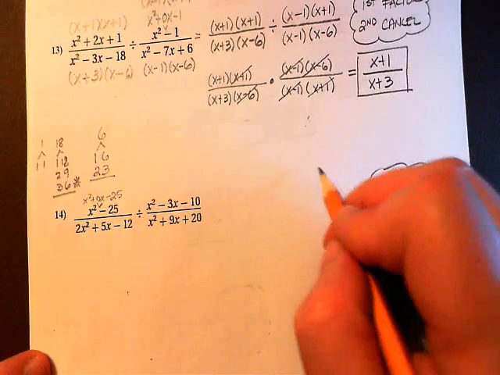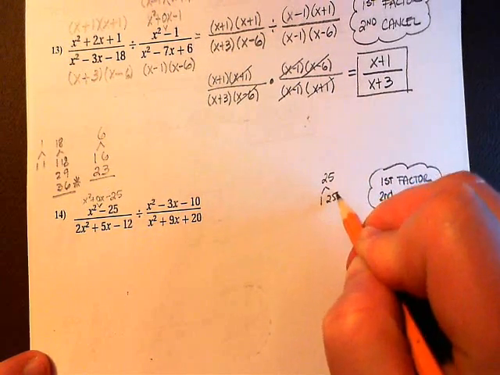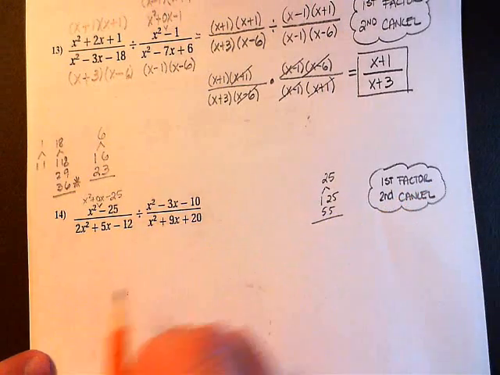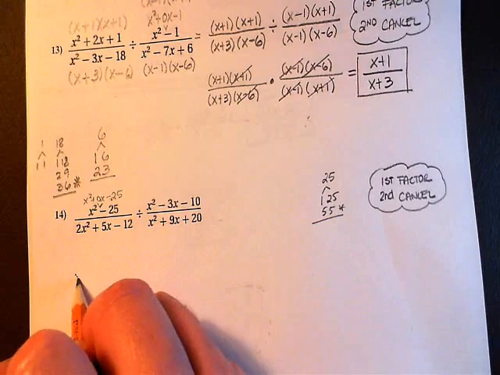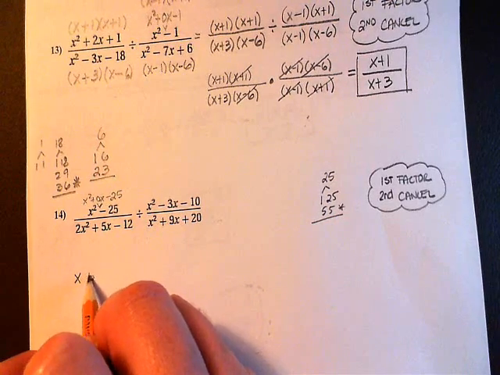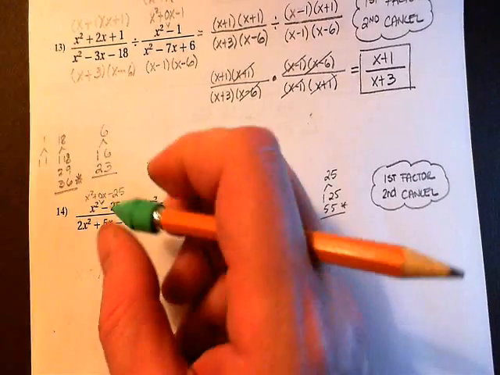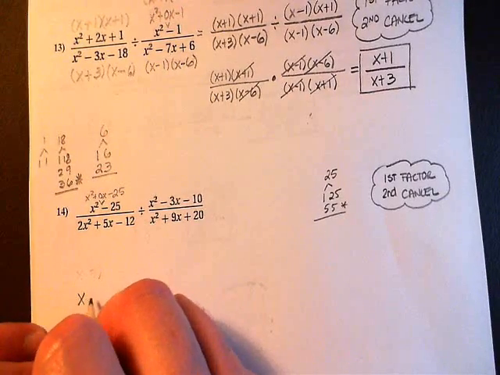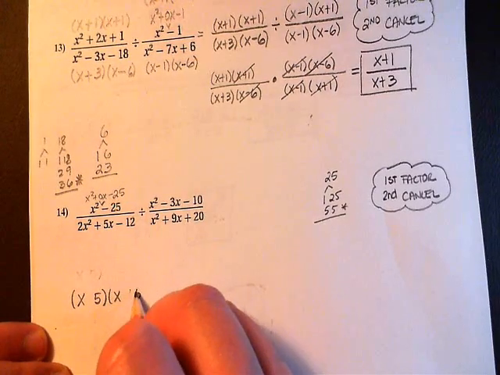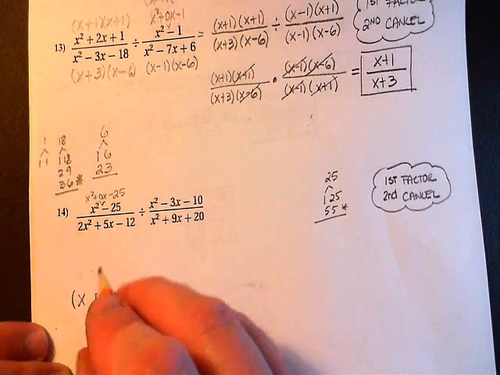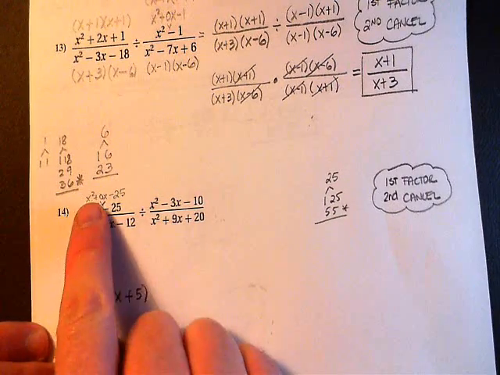And I go to the side of my paper here, and what numbers give me 25? 1 and 25, 5 and 5. Which one's going to give me a 0? 5 and 5. So I'm going to go ahead and write over here x 5, x 5. Good. And one is positive, one is negative, because plus 5 minus 5 is going to give you a 0.